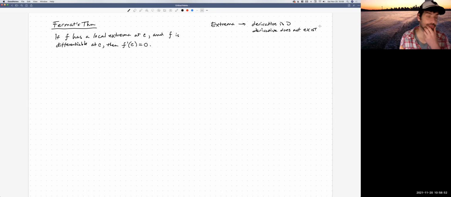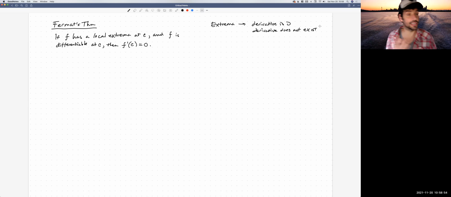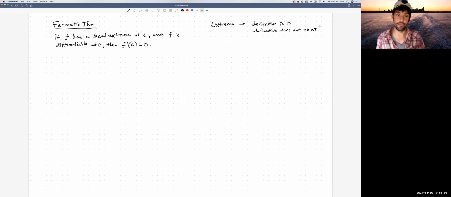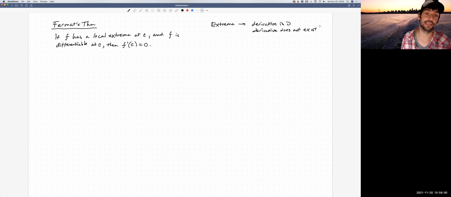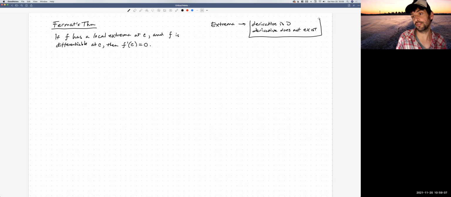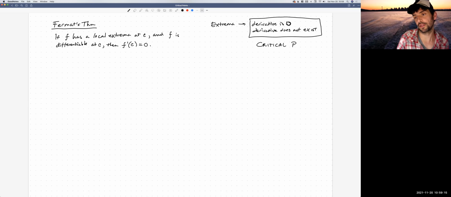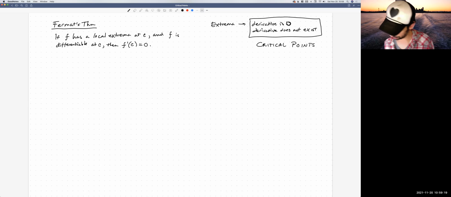Okay, that's the conclusion we can come to from this theorem that we're about to prove, because if it does exist, it must be 0. So the only other possibility is it doesn't exist. And because we're often looking for extrema, we will call points where the derivative is 0 or does not exist critical points. Okay, so let's prove this theorem and then come back to some critical points.